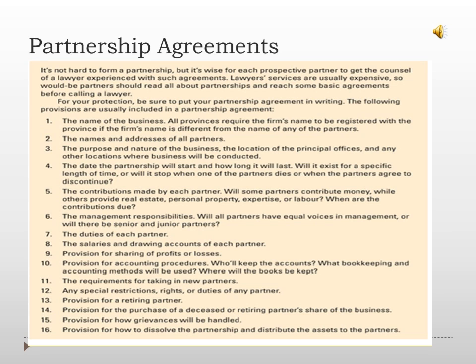Are there any restrictions or rights and duties of each of the individual members? What will you do if there is a conflict or disagreement in the partnership that can't be resolved? Will there be a provision in the partnership agreement to hire an external mediator to help resolve any conflicts that can't be resolved by the partners themselves?